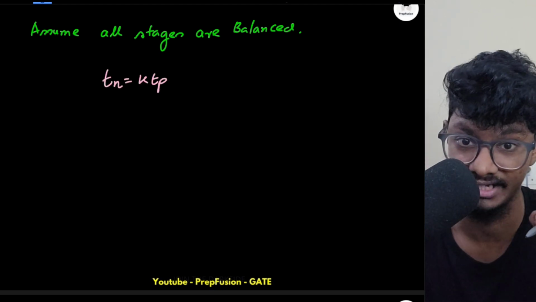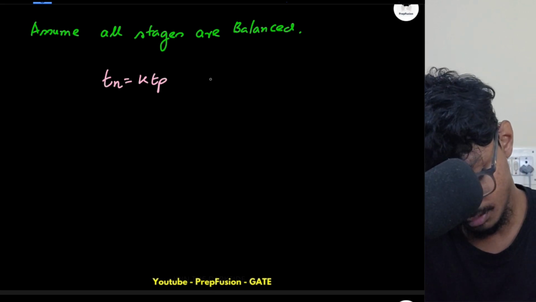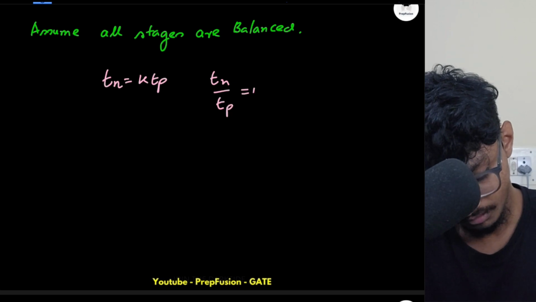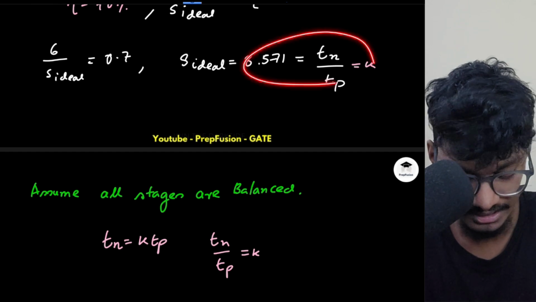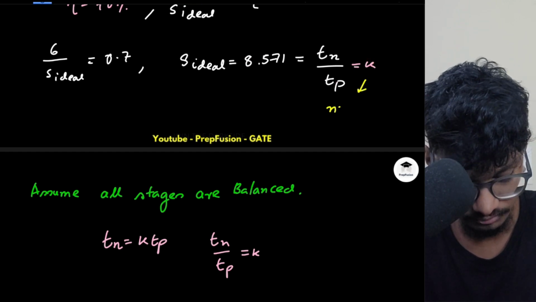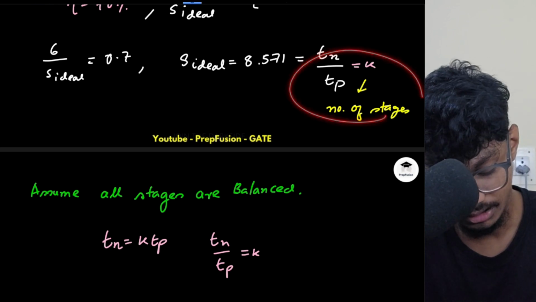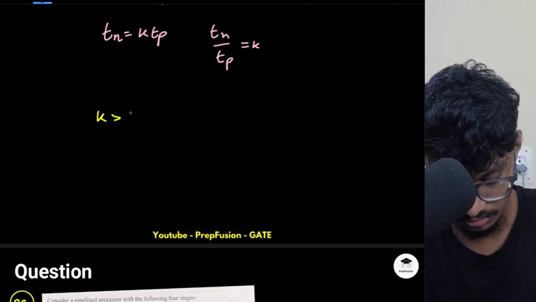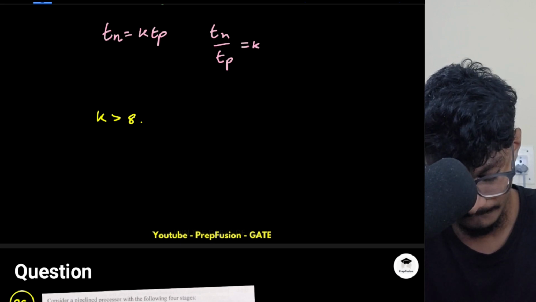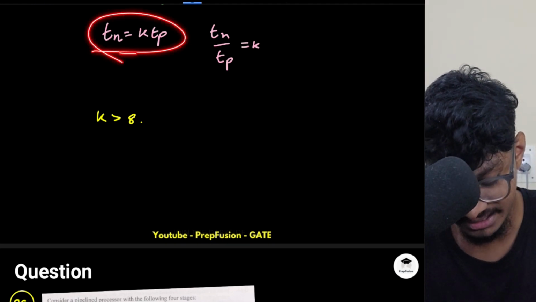How does this come? In lecture 1 of pipelining I have explained how this comes, right? So Tn by Tp will be K. Now obviously K is an integer, it is the number of stages. So K has to be greater than or equal to this number. Why? Because only in the balanced case Tn is equal to K Tp.